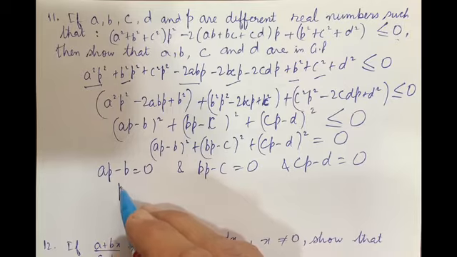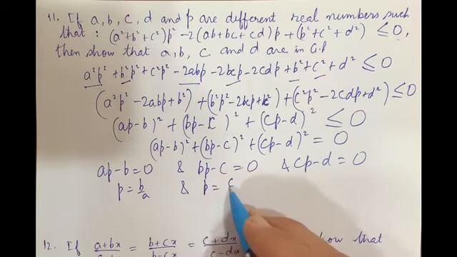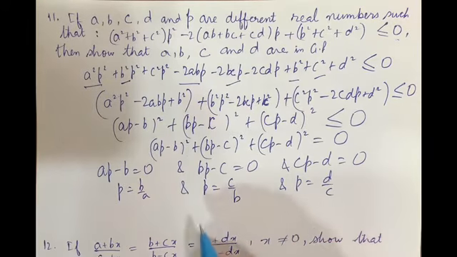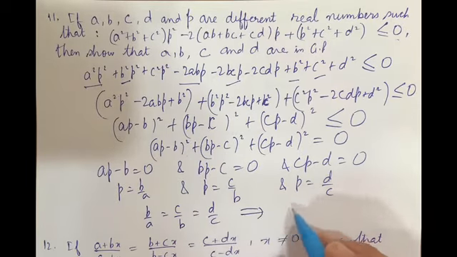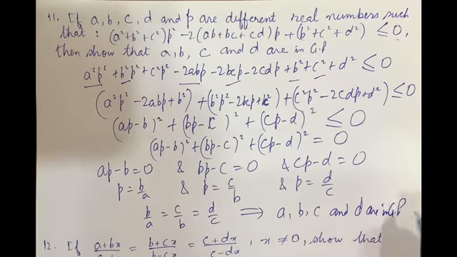This gives us p as b by a, and p as c by b, and p from this is d by c. So we can say b by a is equal to c by b is equal to d by c. This is possible when a, b, c and d are in GP, and this is what we wanted to prove.